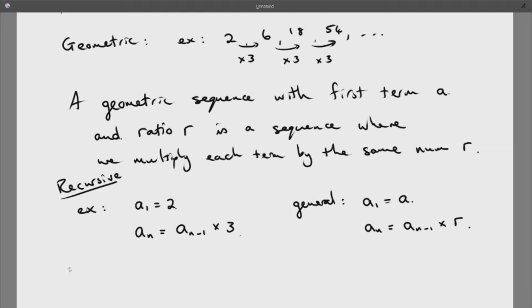But we have one more kind of formula, right? We haven't done the explicit formula.